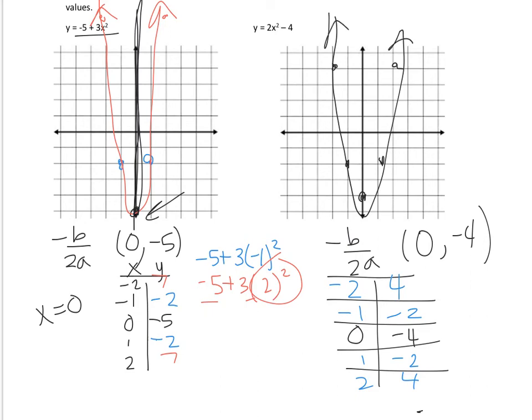Both of these parabolas open up because a is positive. Both of them have negative y-intercepts, and they both have axes of symmetry at x equals 0.